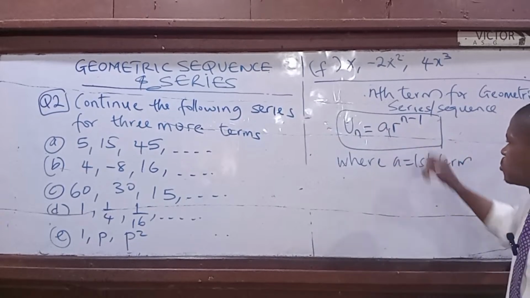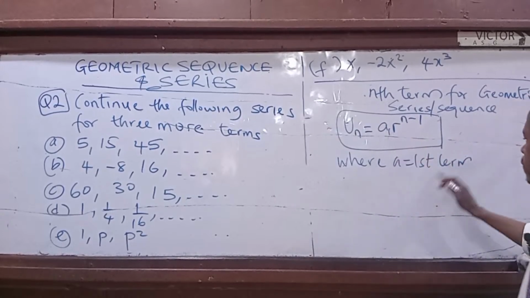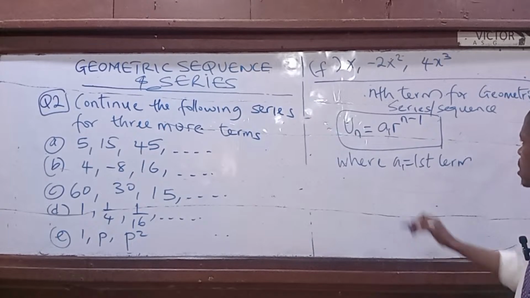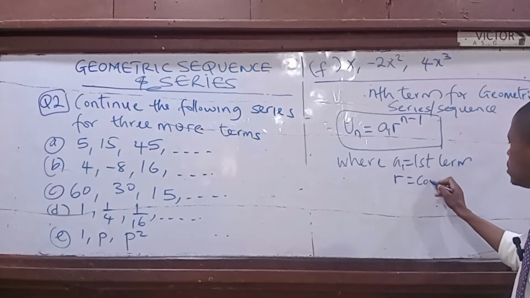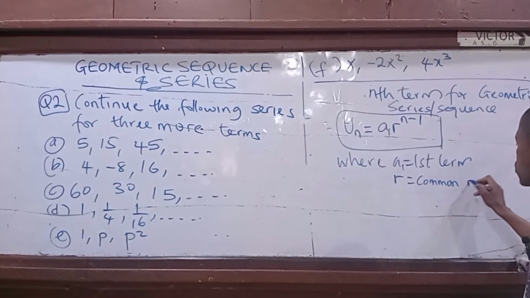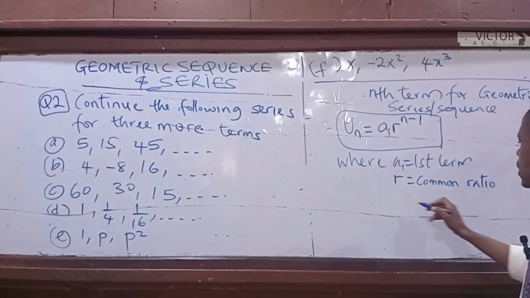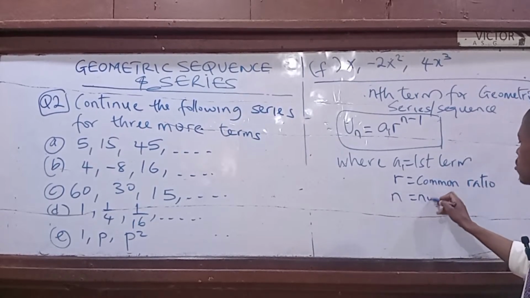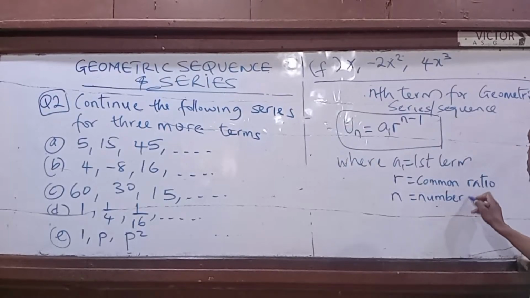Let's call it a1, where a1 is the first term, where r is the common ratio, and n is the number of terms.